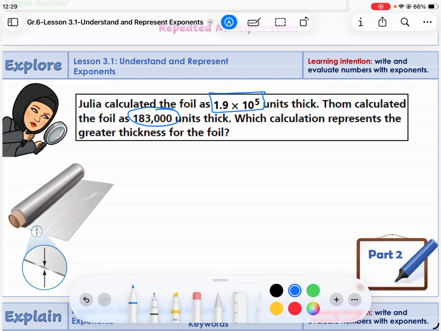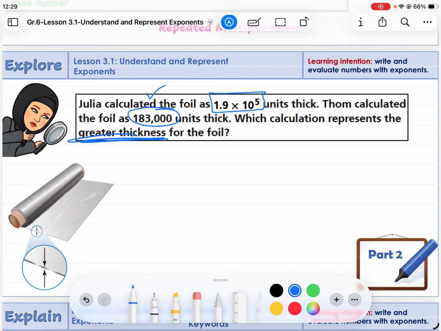Your job, which calculation represents the greater thickness? Okay, you want to see which one of those numbers has a greater thickness. So this number is obviously ready. It's written in standard form. I can tell the number is clear. But this one, it's not clear.